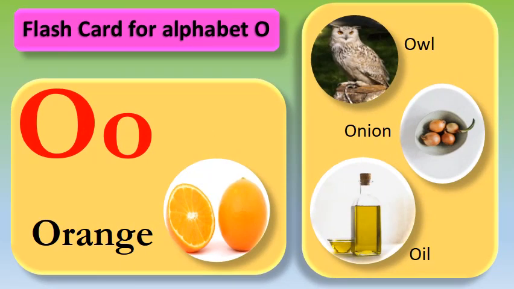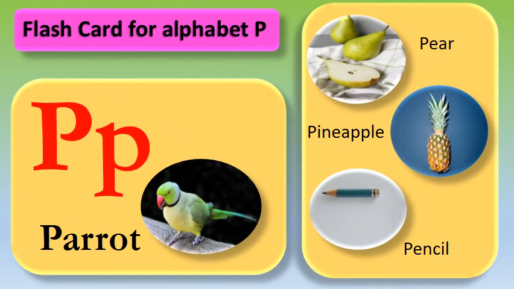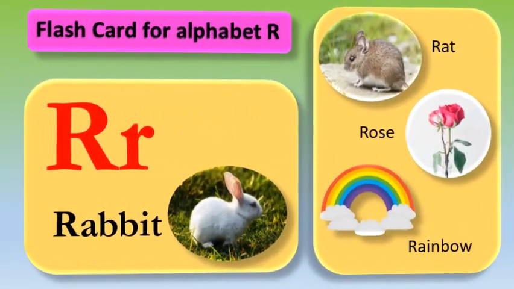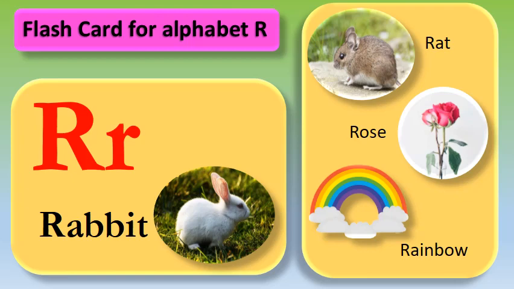Next, O for orange, O for owl, O for onion, O for oil. Next, P for parrot, P for pear, P for pineapple, P for pencil. Next, Q for quartz, Q for queen, Q for quail, Q for quill. Next, R for rabbit, R for rat, R for rose, R for rainbow.